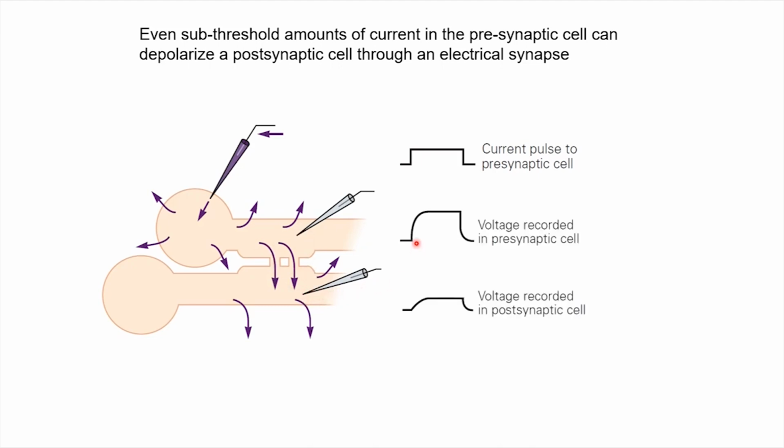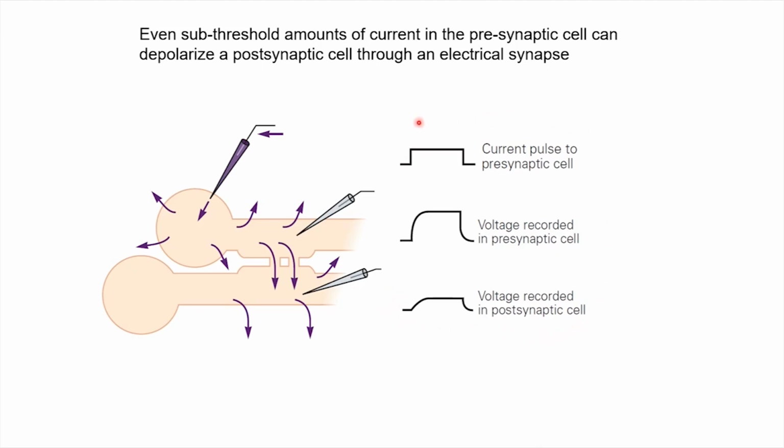So this is what the actual traces would look like: a depolarization in the first neuron and a somewhat smaller depolarization in the second neuron. The size is smaller here because, of course, this neuron is farther away from the site of stimulation compared to this neuron. And because this is passive conduction, the amplitude would decay as you go farther away from the site of stimulation. So this is a major difference from the chemical synapses.